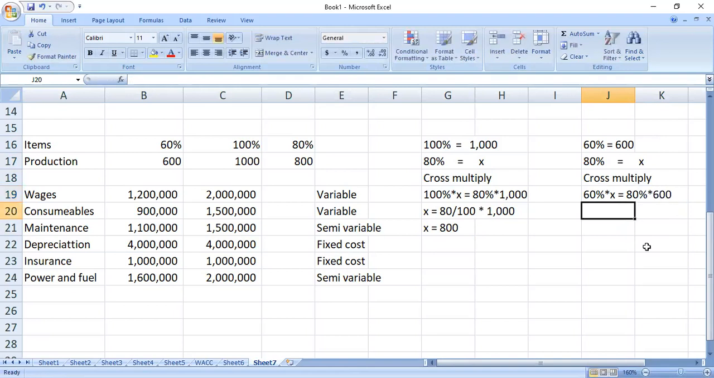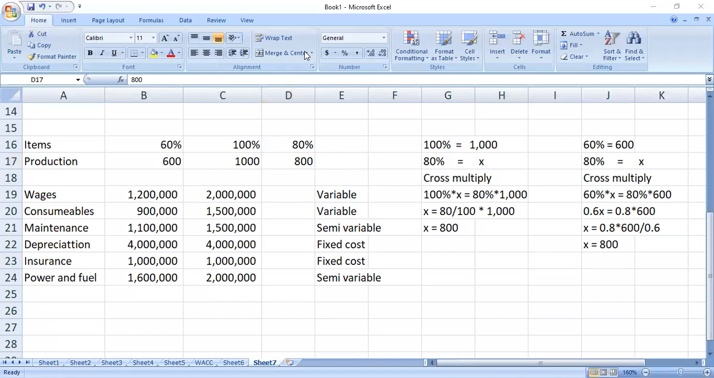Therefore, 0.6, which is 60%, 0.6X is going to be equal to 0.8 times 600. Then I divide through by 0.6. So X is equal to 0.8 times 600 divided by 0.6. Then X will automatically be 800. You can confirm, but you're going to get 800. So that's how you get these figures here.